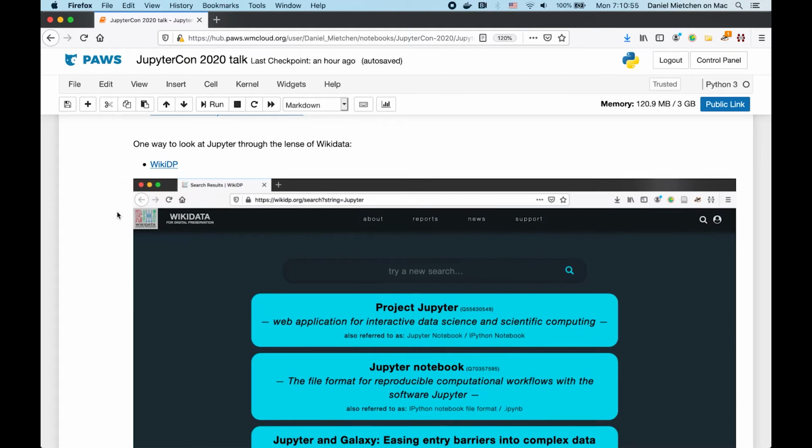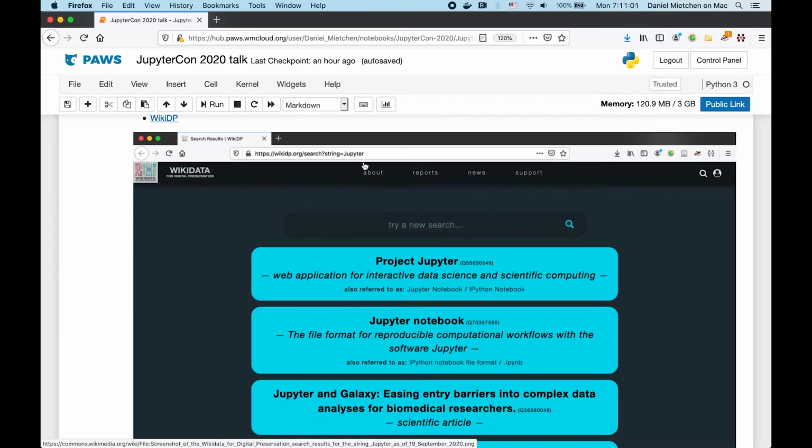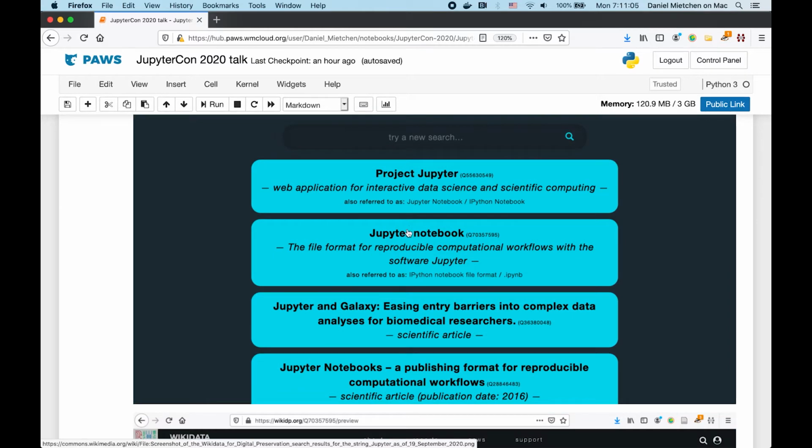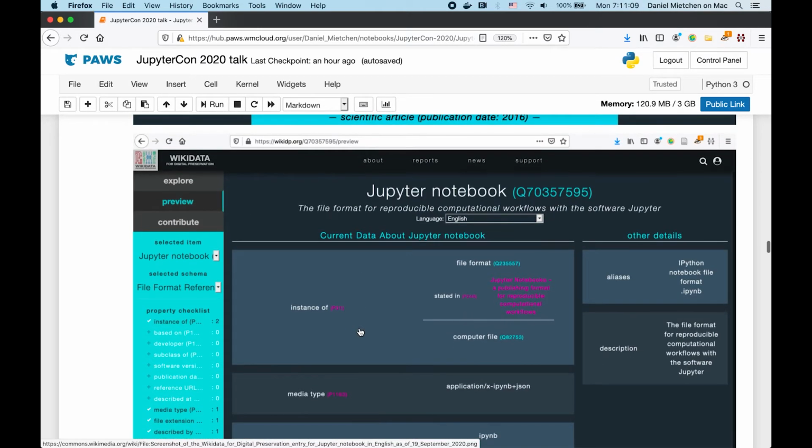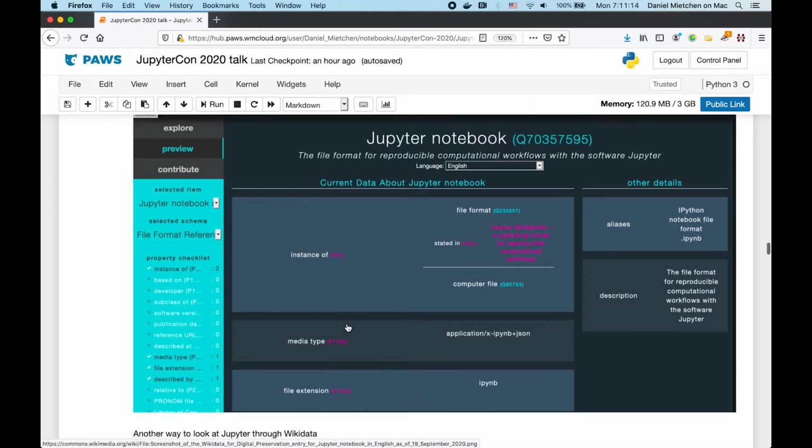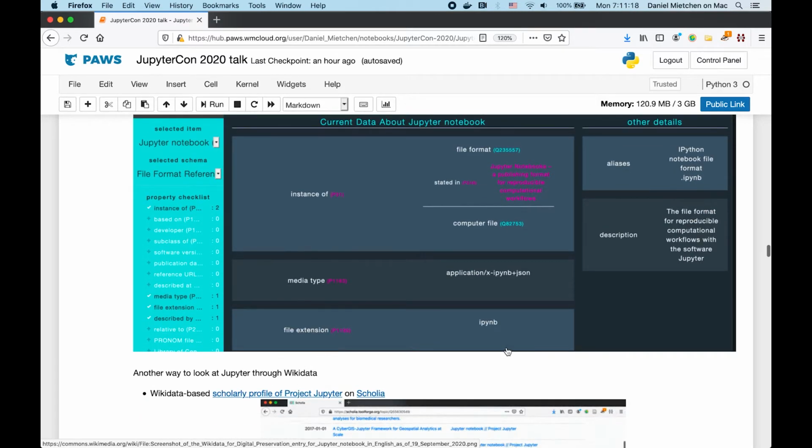So here then is a front end to Wikidata called Wikidata for Digital Preservation. There you can search for Jupyter-related content, and it will give you a number of things. If you click on Jupyter Notebook, for instance, it gives you structured information about this. It has this identifier. It's a file format. It has this media type, application/x-ipynb+json, and so on.